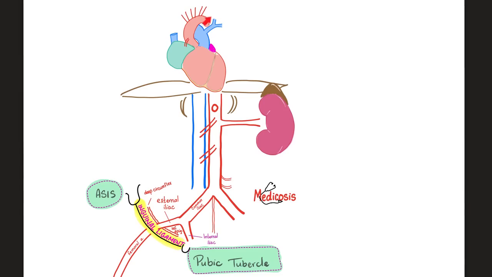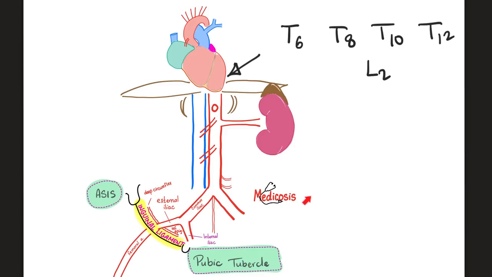This is the descending thoracic aorta. Then you pierce the diaphragm or disappear behind the diaphragm to be more accurate. Here's a question for the pros. At which level does the aorta pierce the diaphragm? Is it at the level of T6, T8, T10, T12, or L2? If you know the answer, comment below.